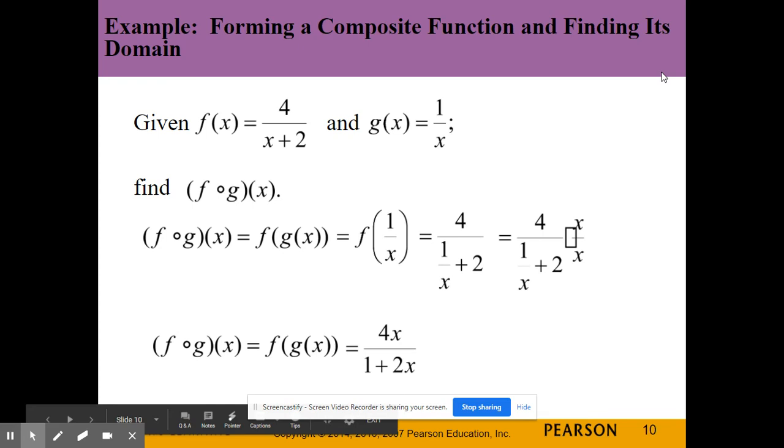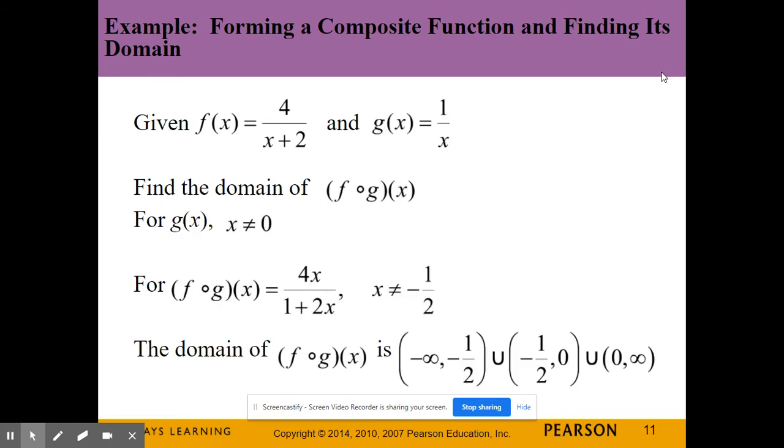Right. So now we found our composite function. Now we're going to need to find the domain on the next slide. Okay. So g of x cannot be undefined. What would make this undefined? Well, the denominator is simply x, so that means x simply can't be 0. Okay. And then when we look at the composite function, well, what would make it undefined? Well, it's whatever would make 1 plus 2x equal to 0.